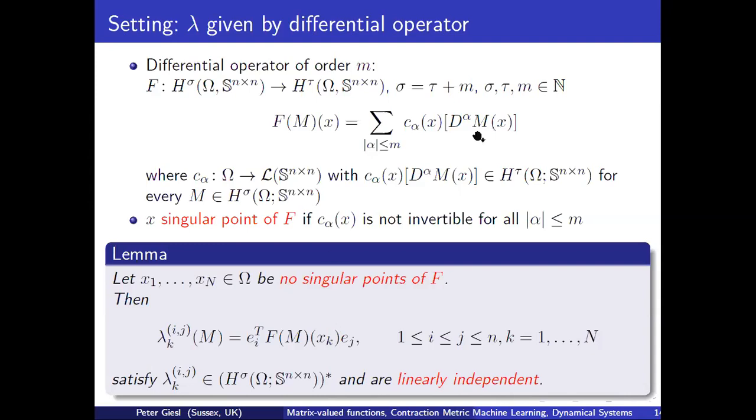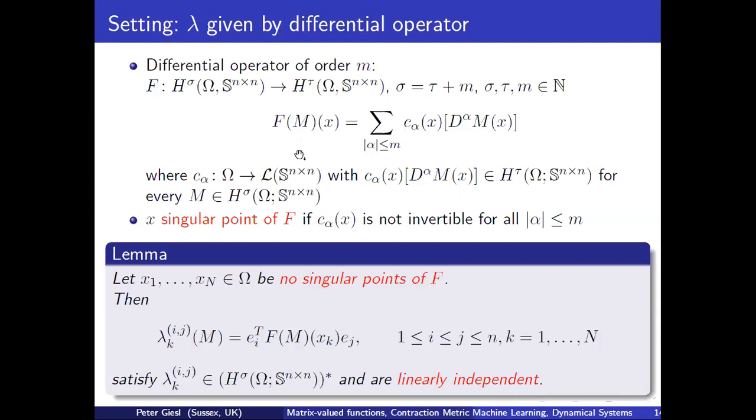So the extreme case of a singular point would be that this is just 0. That obviously shouldn't happen. But what we actually need to exclude are points where C alpha at this point is not invertible for all alpha, because that will lead to problems with the linear independence. So if all these points are no singular points and we define our lambdas in this way, then they are all in the dual space and they are all linearly independent, and we can apply all the theory.